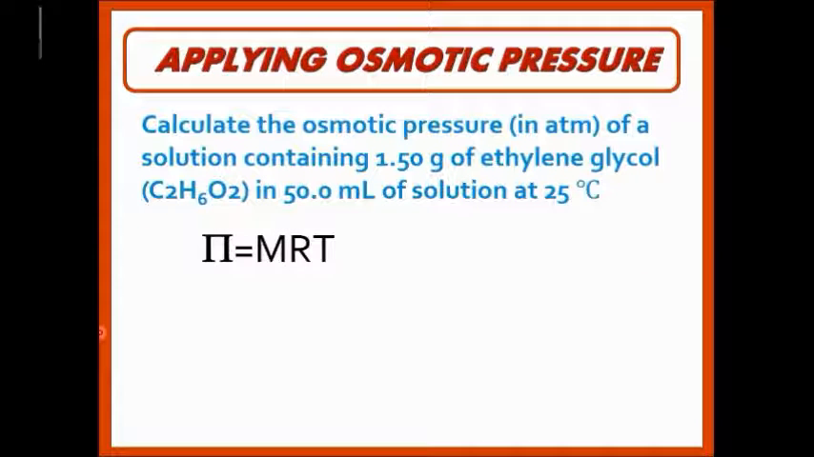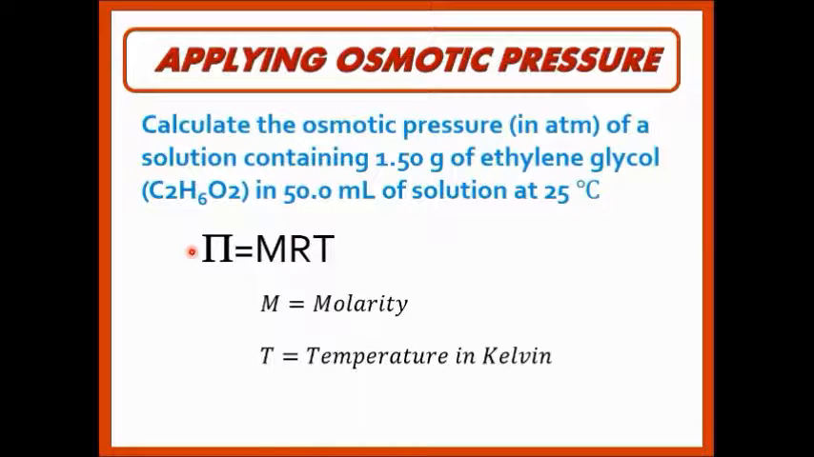In this problem, we are asked to calculate the osmotic pressure of a solution containing 1.50 grams of ethylene glycol in 50 milliliters of solution at 25 degrees Celsius. In order to calculate the osmotic pressure, we need to know the molarity of the solution and the temperature of the solution. The variable R is the ideal gas law constant and is equal to 0.08206 liters times atmosphere per mole times Kelvin. We are given the temperature of 25 degrees Celsius, but as we have discussed, in order for units to properly cancel, we must convert the temperature to Kelvin.